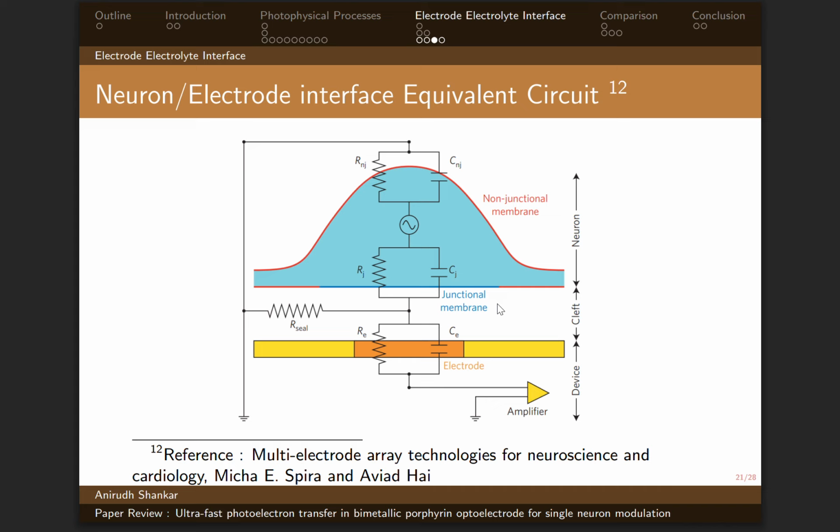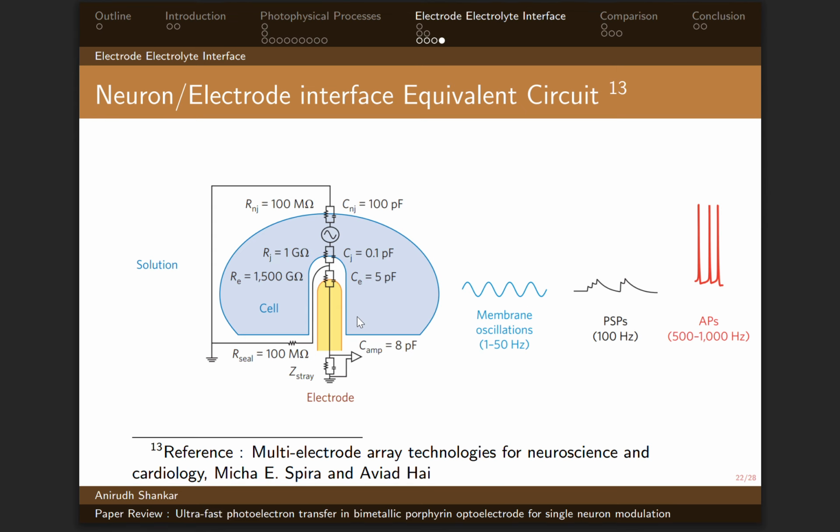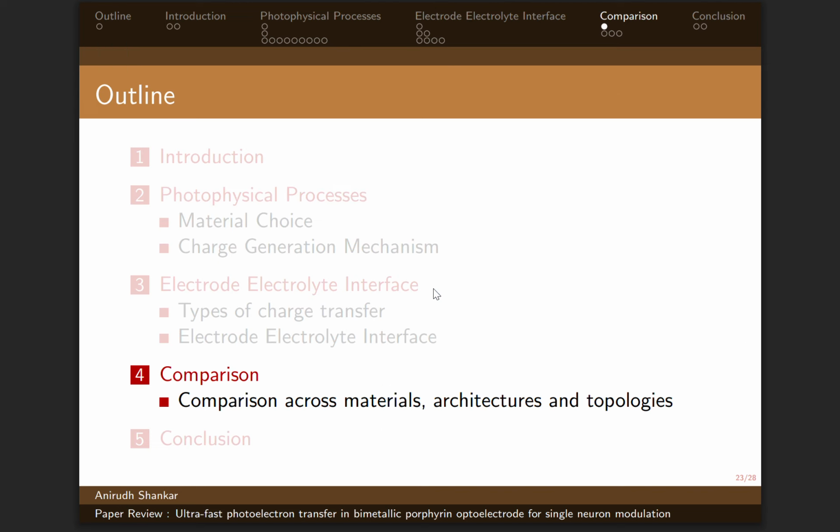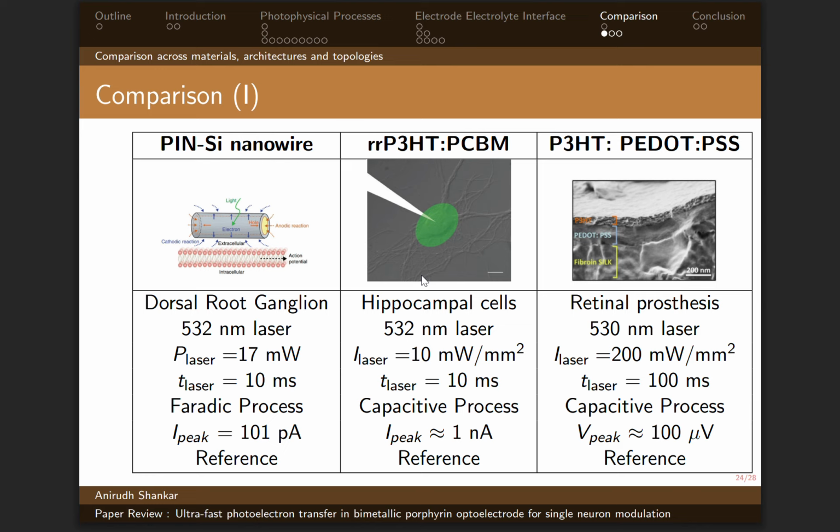And since we want the drop across this R seal to be large, we require this R seal to be large. And typical values of R seal are of the order of 100 mega ohm, whereas this junctional resistance is of the order of giga ohms, and this non-junctional resistance is also of the order of a couple of 100 mega ohms. So that concludes the part on electrode-electrolyte interface. Now we shall look at comparison across materials, architectures and topologies that have been presented in previous literature.